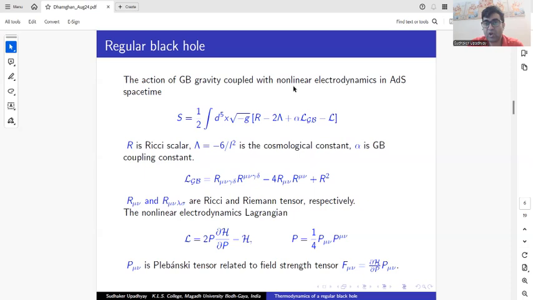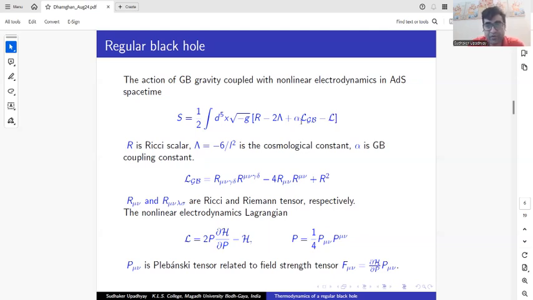So we start with a description of gravity coupled with nonlinear electrodynamics and the Gauss-Bonnet term. Here you see this is higher dimensional gravity. We consider it five-dimensional, and here is the Ricci scalar, and this is the cosmological constant term. This part is the Gauss-Bonnet term, where alpha is the Gauss-Bonnet coupling constant, and this curly L is basically the Lagrangian density corresponding to the nonlinear electrodynamics.